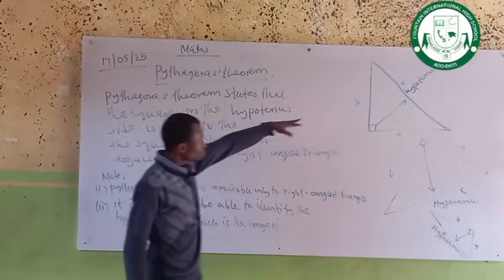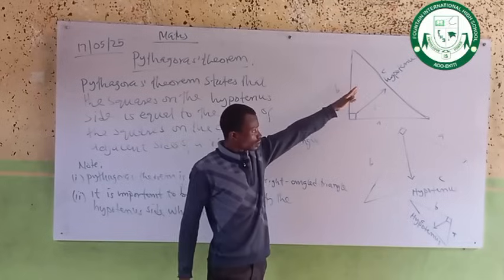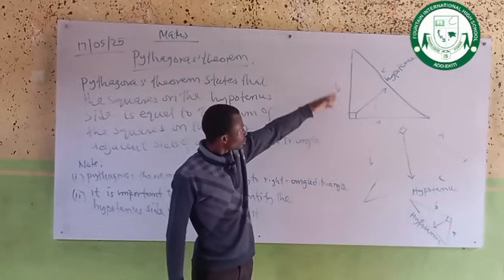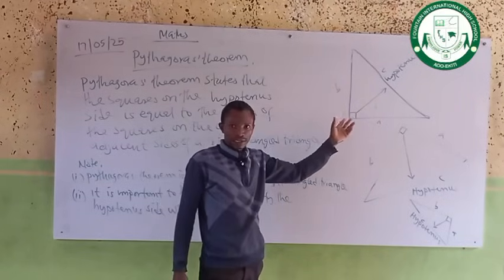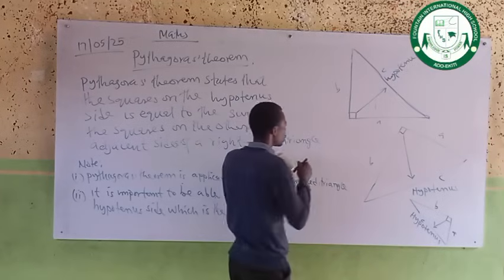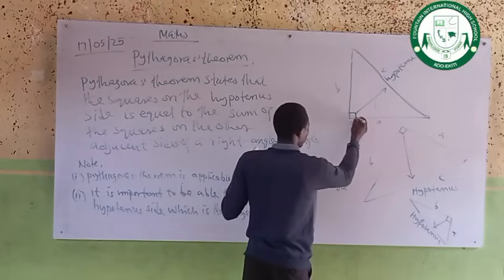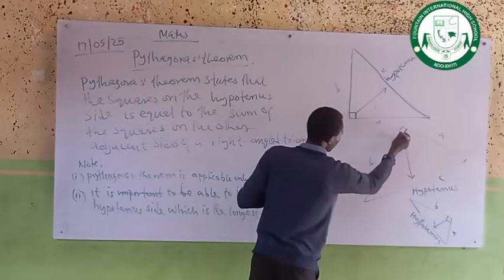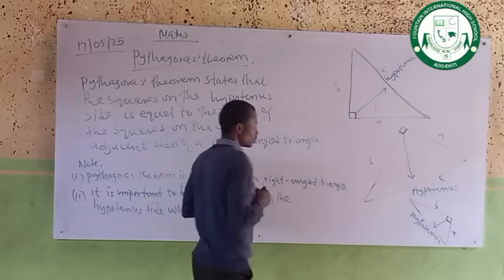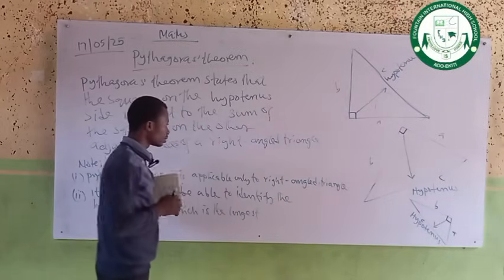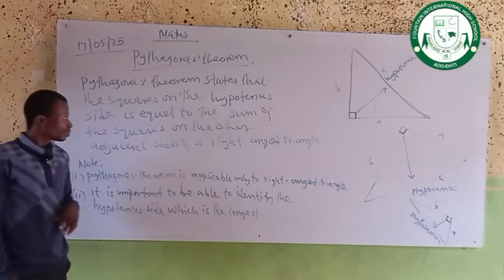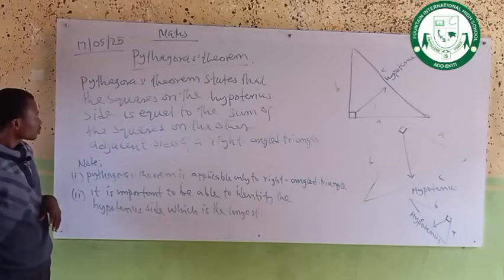You can see a right angle triangle here is different from other triangles because one angle is 90 degrees, and this sign shows that this place is 90 degrees. So this is the type of triangle that the Pythagoras theorem is applicable to. Now what does the theorem say?